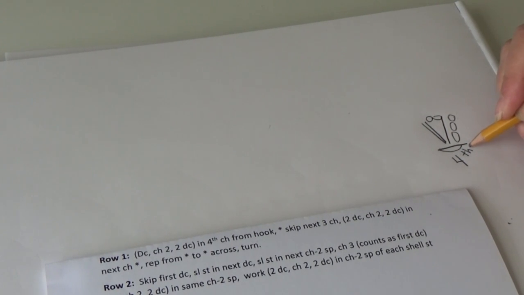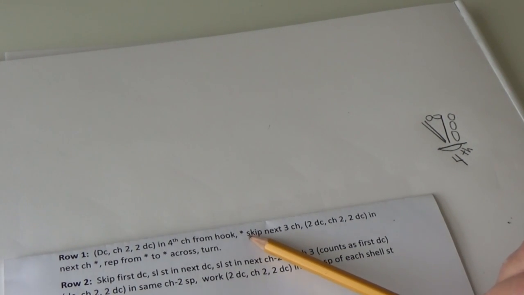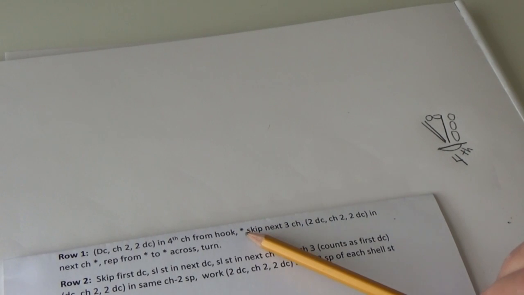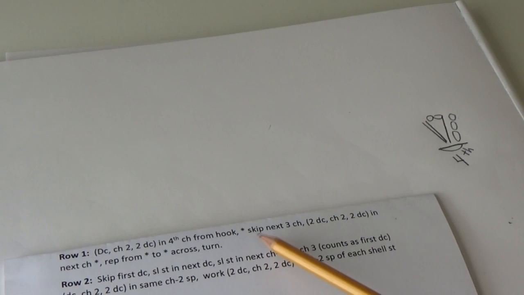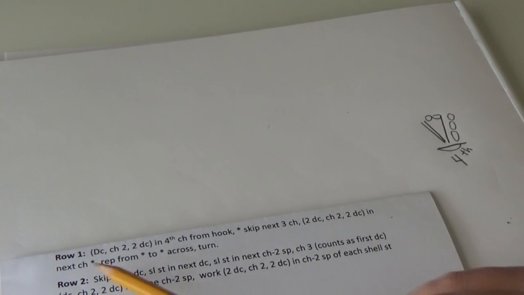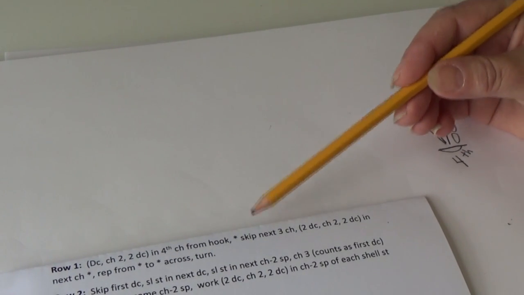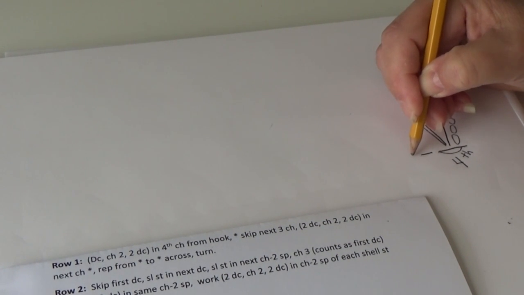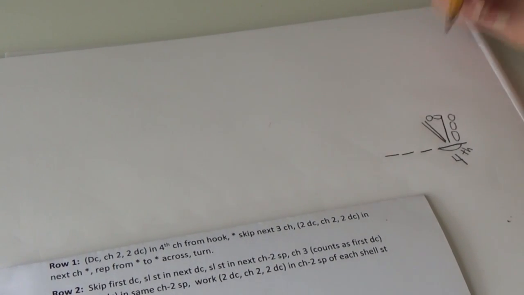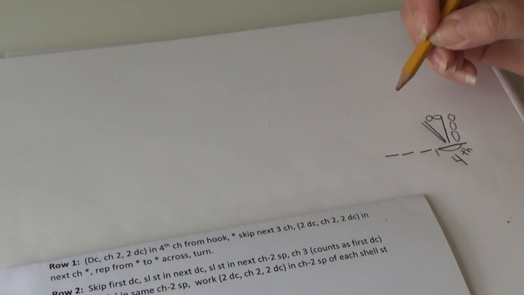And then when you look on a pattern, sometimes you'll see the star symbol. What that means is you're going to start from this point and end at this point. This is actually your repeat, to help you figure out the repeat of your pattern. This one starts with skip next 3 chain. So then you're going to put 3 marks for your chains. 1, 2, 3. So there, this starts the repeat of your pattern.